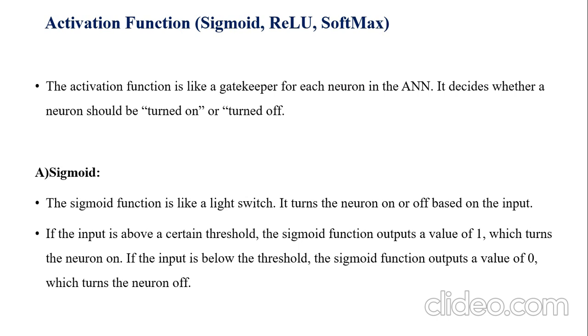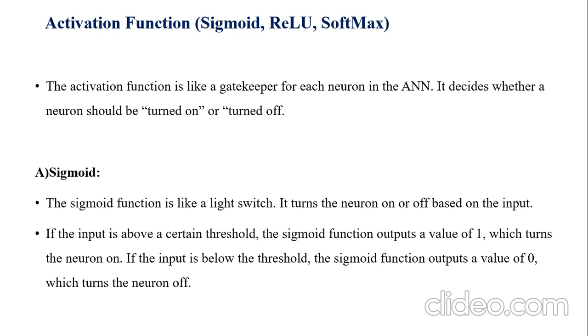And the activation function. The activation function is a very big topic, so we are going to see the simple ones only, where we can discuss Sigmoid, ReLU, and SoftMax. The activation function is one of the gatekeepers for each neuron in the ANN. Moreover, it is the deciding authority that says whether the neuron should be turned on or off. There will be many things there, and later we will discuss implementation.